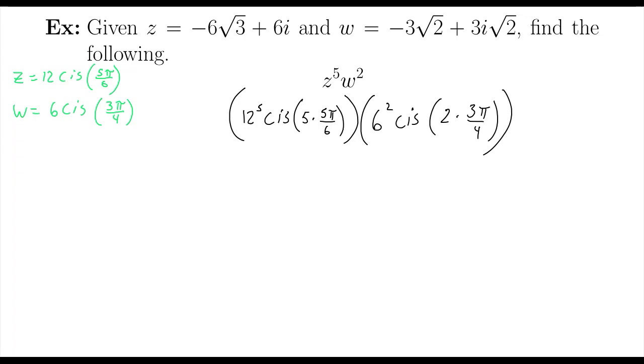I am multiplying two complex numbers together, so remember, you multiply the two magnitudes. I'll simplify that in a second, but that's 12 to the fifth times 6 to the second, cosine + i sine. And then you add the angles together. Well, 5 times 5 pi over 6 is 25 pi over 6, plus 2 times 3 pi over 4 is 3 pi over 2.